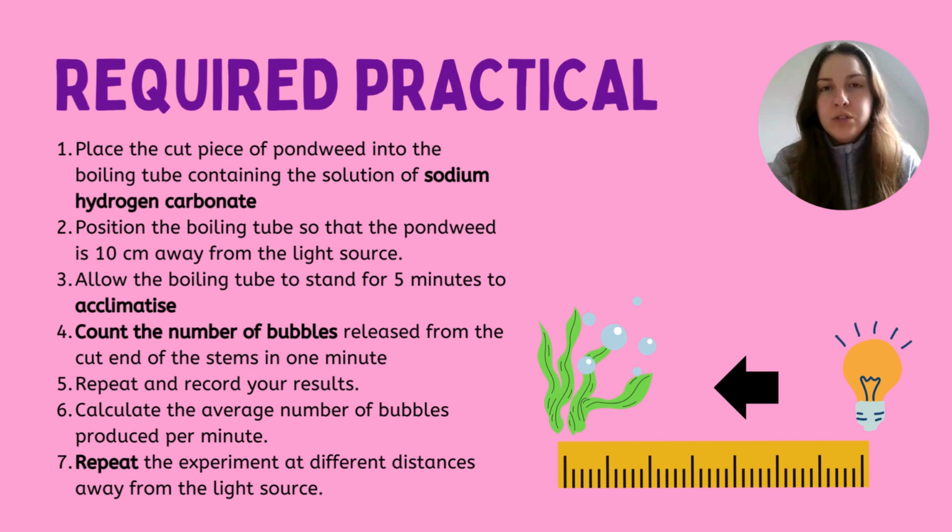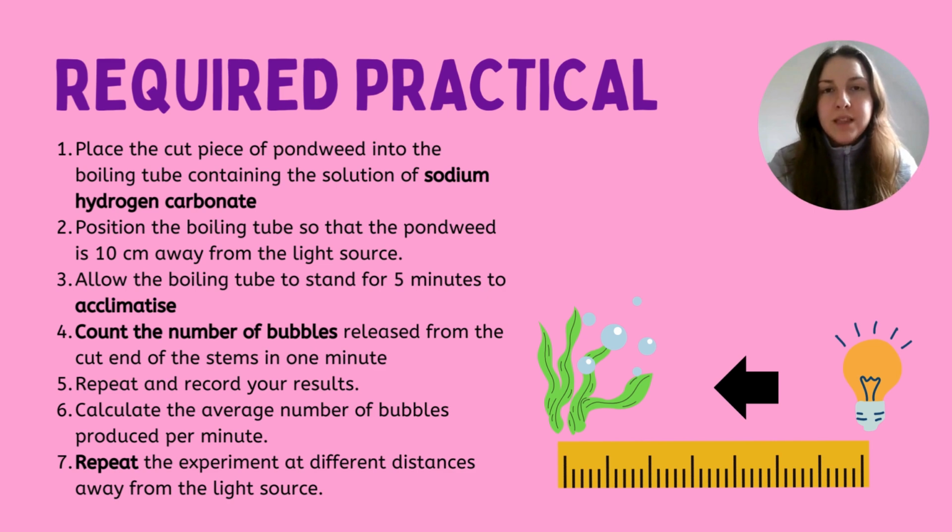After that, you want to place your boiling tube or your beaker of the solution with the pondweed in, and you want to place it around 10 centimeters away from the light source. Now, the light source itself will need to be an LED, as I mentioned. We don't want temperature to affect the rate of photosynthesis here, so an LED light bulb is used for that reason. Now, once you've given the plant a few minutes to acclimatize, you then want to measure or count the number of bubbles of oxygen gas produced every minute. And you want to record that reading in a table.